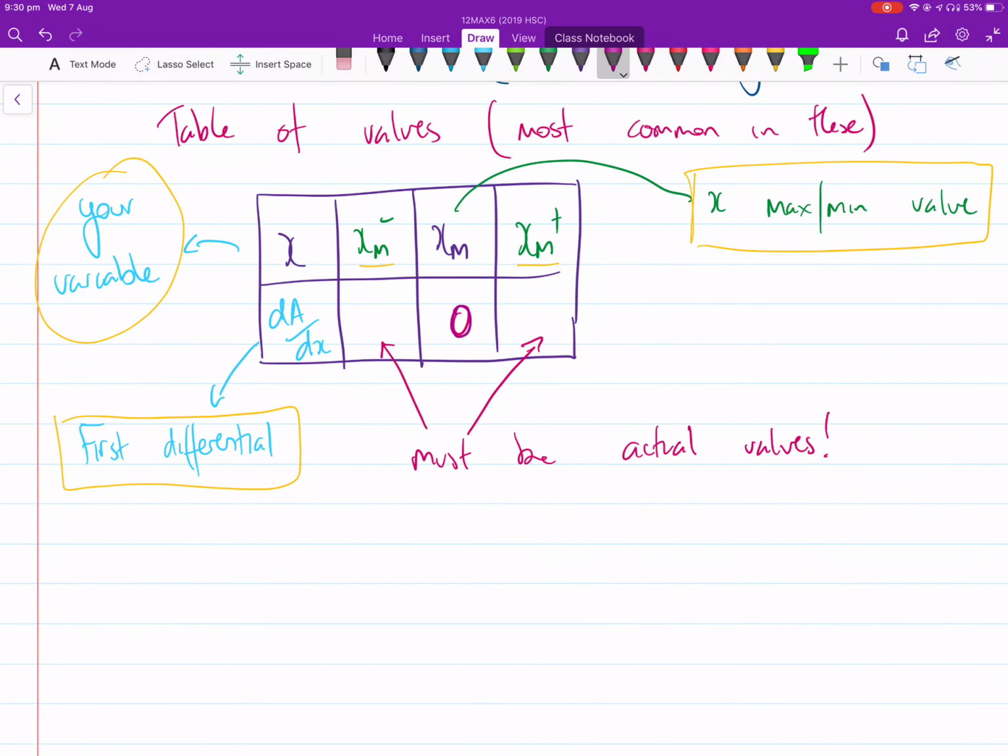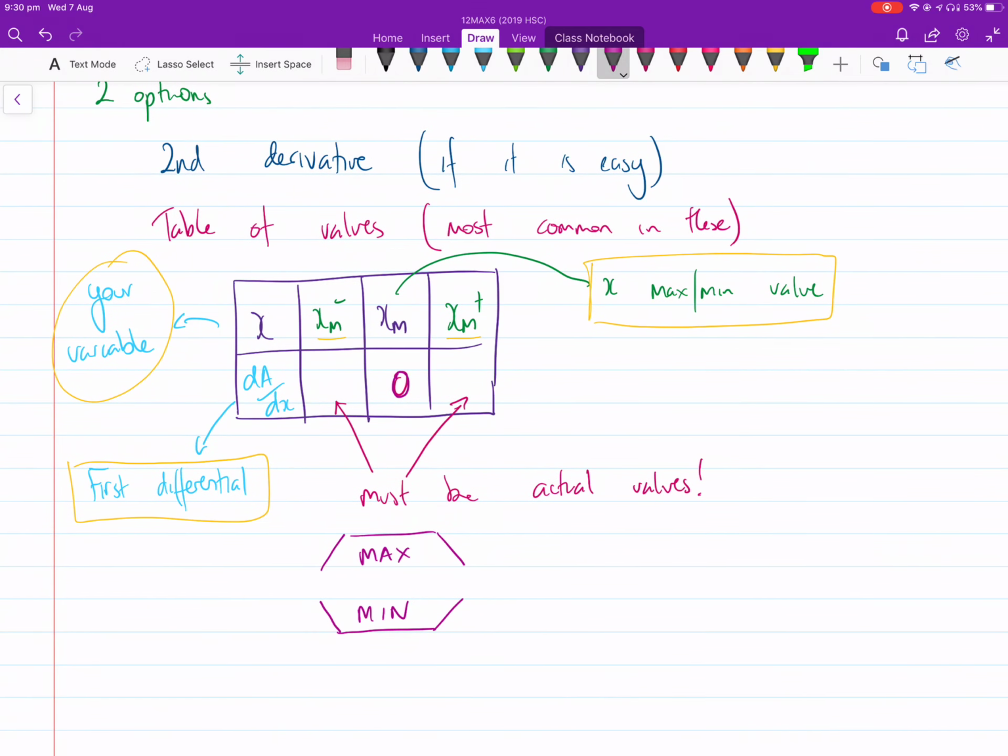Remember that when you get those values, what you're looking at are the gradients of the tangents around the turning point. So if you get a positive gradient, a 0, and a negative gradient, then you have shown that it is a maximum. If you get a negative gradient, a 0, and a positive gradient, you have shown that it is a minimum.